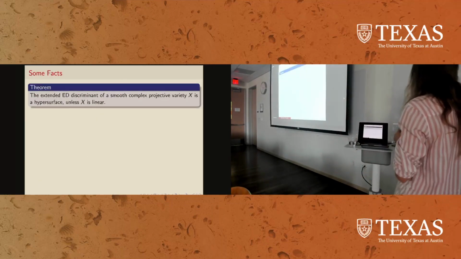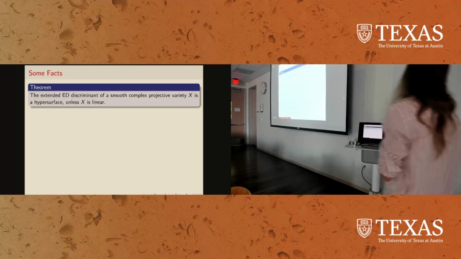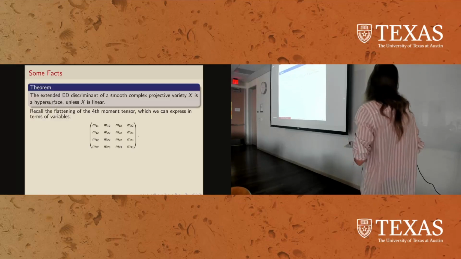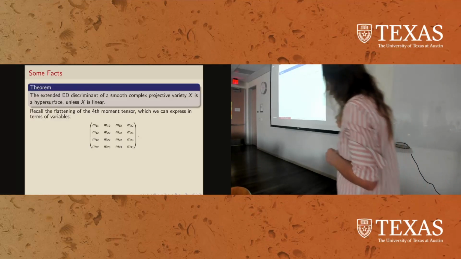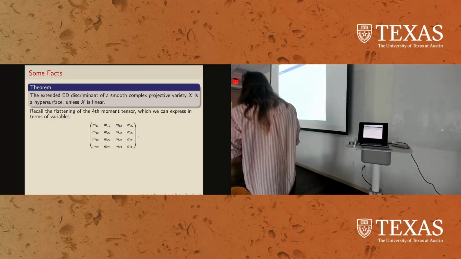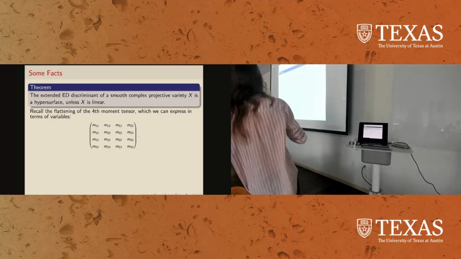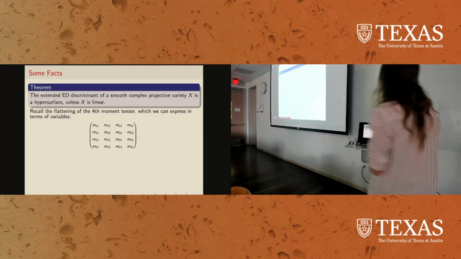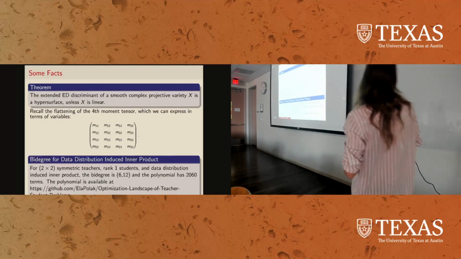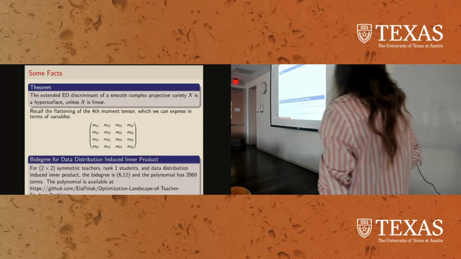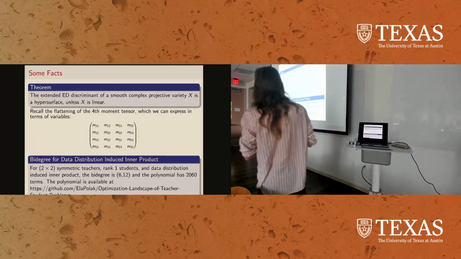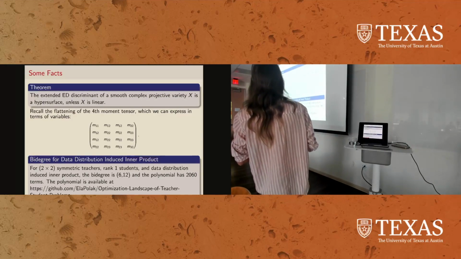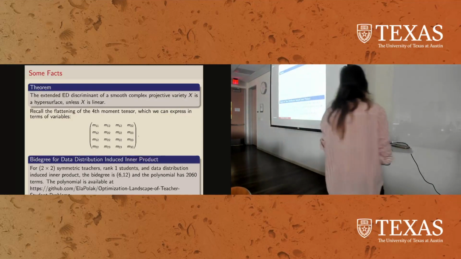Okay, so we have this theorem. The extended ED discriminant of a smooth complex projective variety X is a hypersurface unless X is linear. And I told you I would give you an example of the discriminant when the weight matrix is dense. So this is precisely the weight matrix coming from the Gaussian IID distribution. It turns out that in that case, the bidegree of this polynomial is 6, 12: 6 in teachers, 12 in weights. And the polynomial has over 2,000 terms. It's really massive.